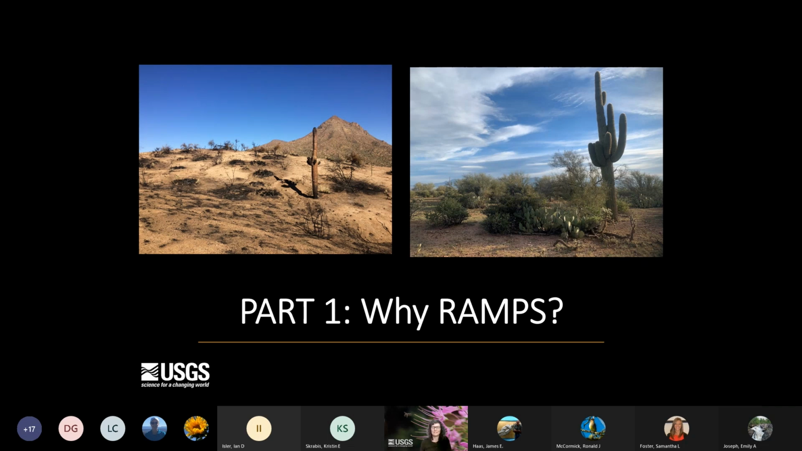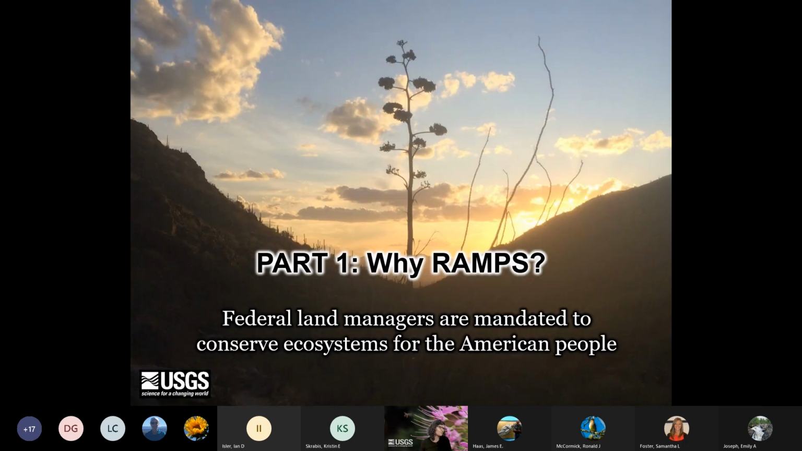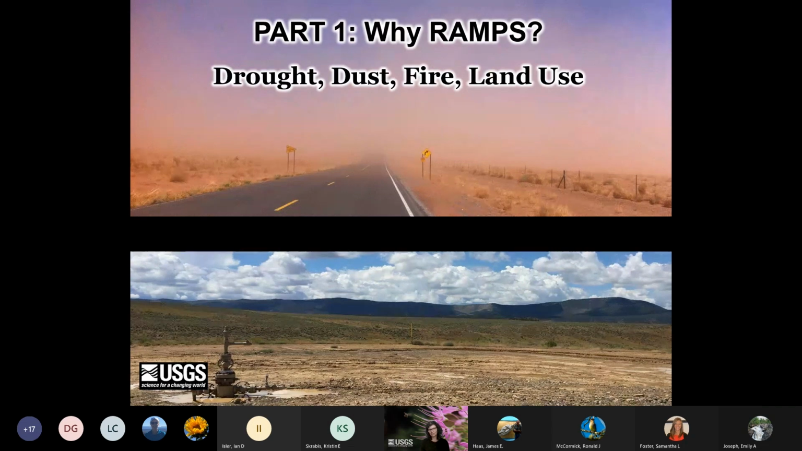As I said, we're working in these iconic American landscapes that, you can see in these photos, we're getting fires carried by invasive grasses in places that aren't fire adapted, and we're losing saguaro cactus, for example. Of course, federal land managers are mandated to conserve ecosystems for the American people. And we have all kinds of land use pressures from drought, dust, fire, land use, energy development. There's an oil and gas pad here in this photo, a dust storm on the Navajo Nation on the top photo.